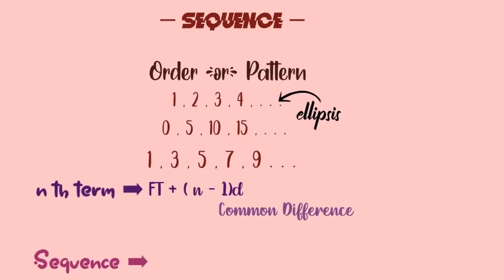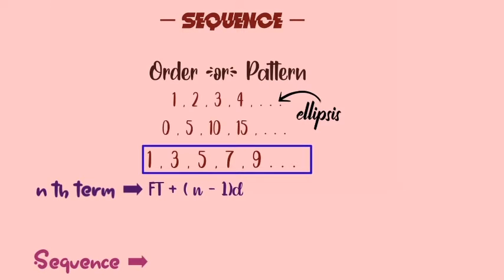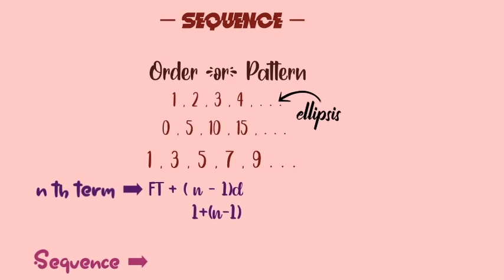It's extremely simple to derive this formula, but you don't really need to know it for your exam, so don't dwell too much over it. In this example, as the first term is 1 and the common difference is 2, the nth term will be 1 plus (n minus 1) times 2.